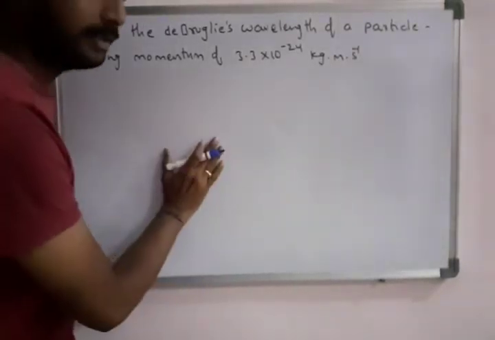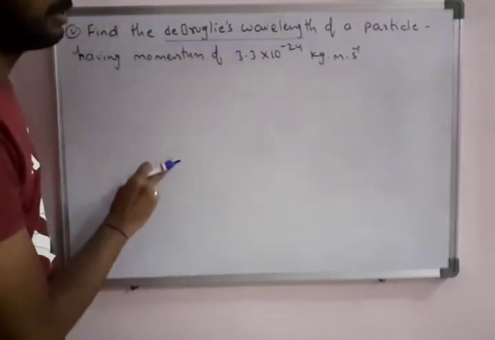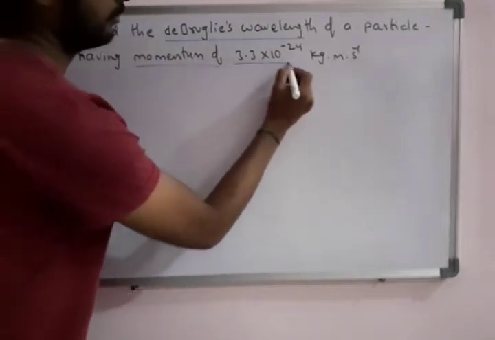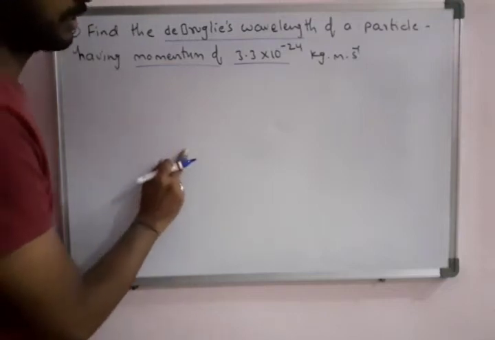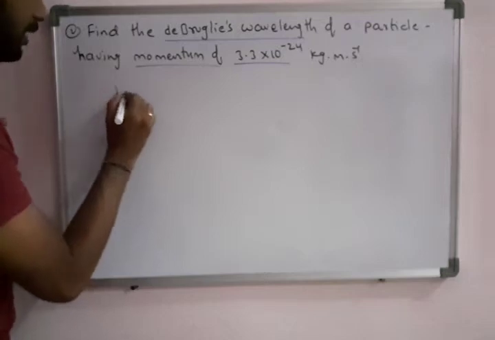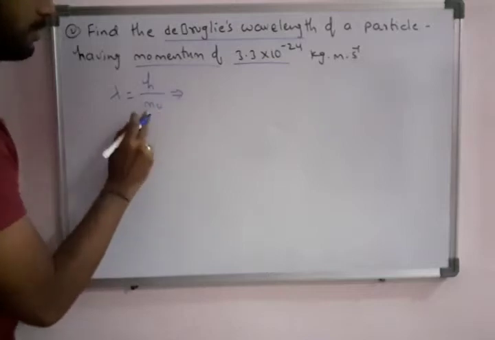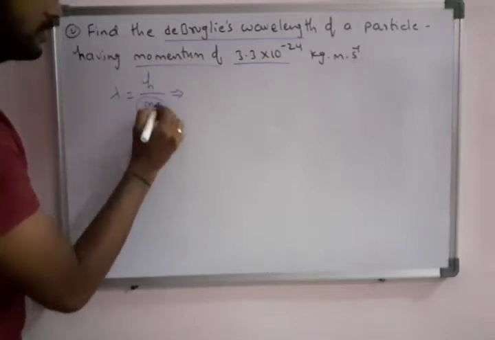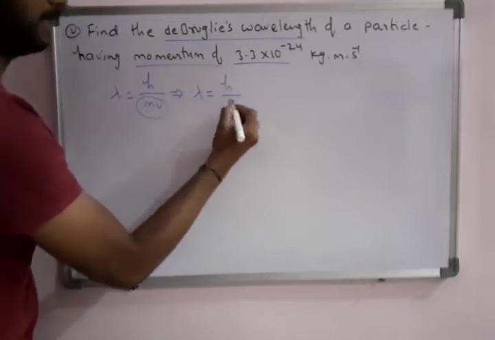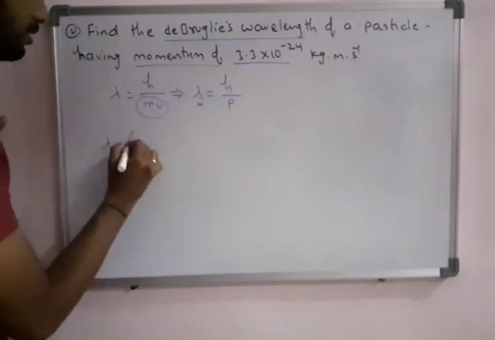Okay, see the second one. Again we need to calculate the de Broglie wavelength of a particle having the momentum 3.3 into 10 power minus 24 kg meter per second. Same, we need to calculate the de Broglie's wavelength. So lambda is equal to h by mv. Here mass and velocity are combined, we will say it as momentum, so lambda is equal to h by p. Just directly substitute these values.